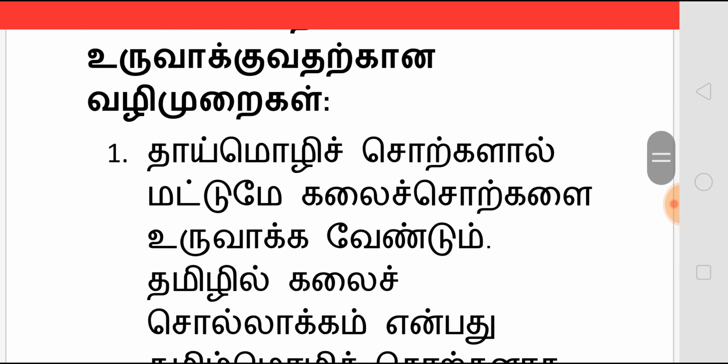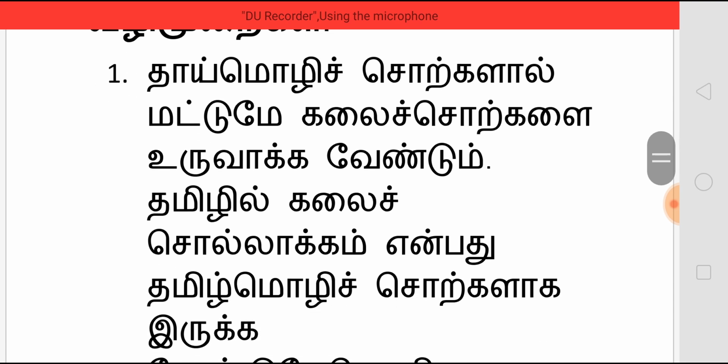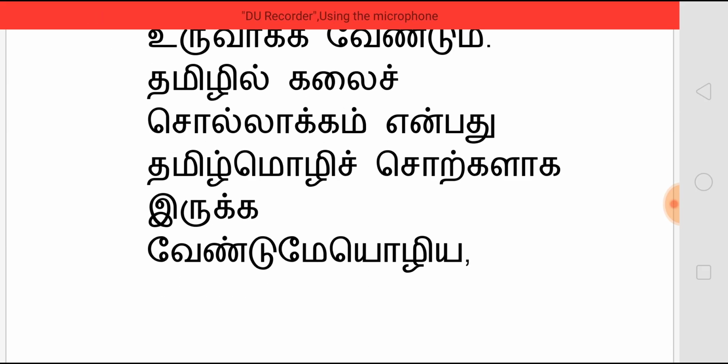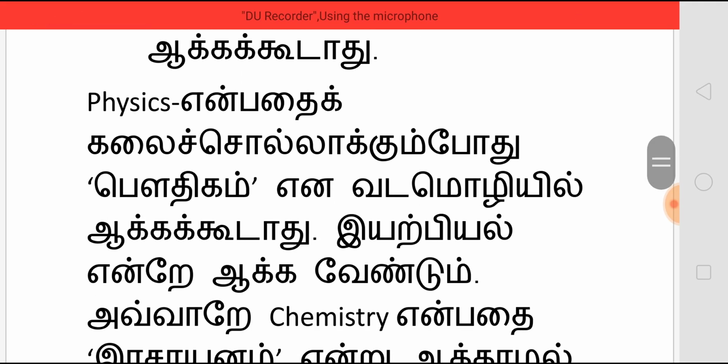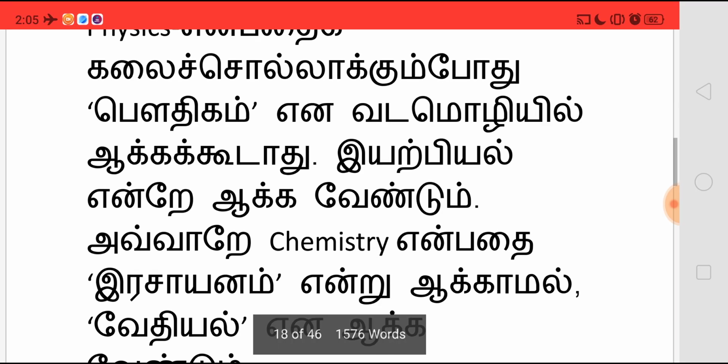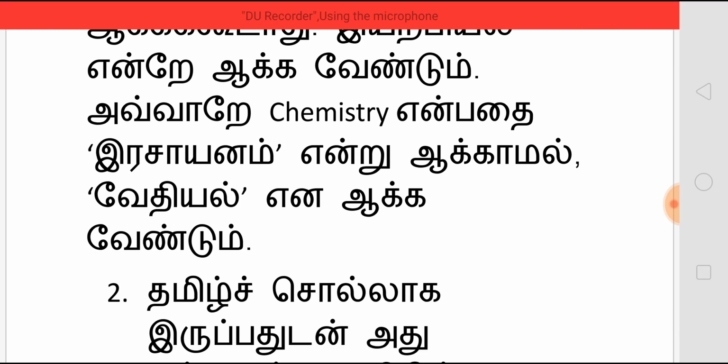And how we can create a new word is, in the mother tongue alone we have to create these Kalai Sorkal, and these words should not have a mixture of any other languages. For example, if you take the word physics, we cannot call it Baudigam, which is actually a Sanskrit word. We have to say ERPL, which is a Tamil word. In the same way, chemistry should not be said as Rasayanam, it should be said as Vediyal.